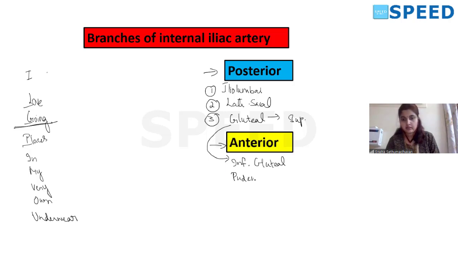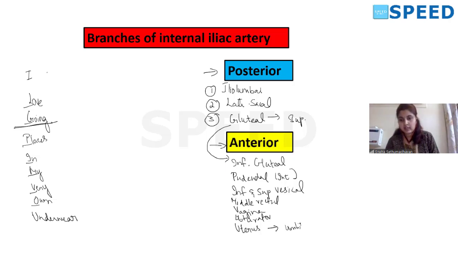P is internal pudendal. I will be inferior vesicle. Inferior and superior vesicle that supplies the bladder. M will be middle rectal. V is vaginal artery, which is specific in females. O is for obturator. And last U is for uterus, the most important. And the anterior branch of the internal iliac ends as obliterated umbilical arteries, the fetal remnants.